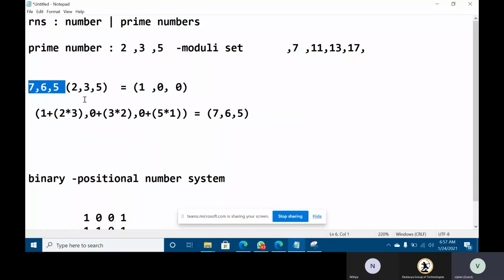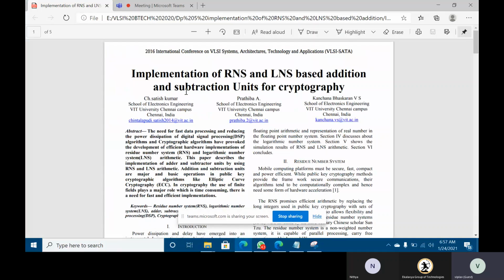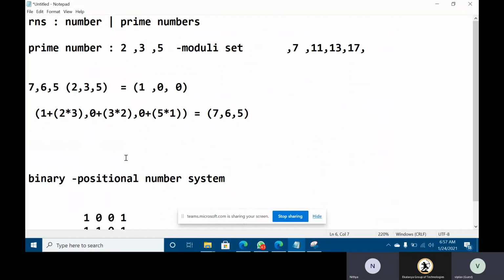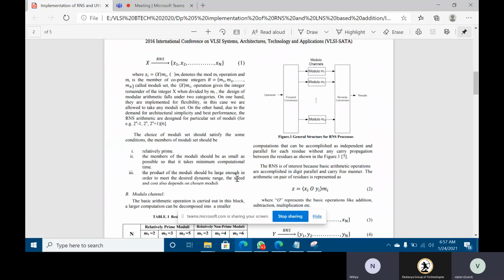So for that purpose, we can use these types of number systems, the RNS number system in cryptography. When can we crack this output? Only when we have the moduli set. That is why we are using RNS in cryptography. You can see in your paper all those things have been given, how we are doing RNS additions. I have explained that in one point itself, so you can go and read it.